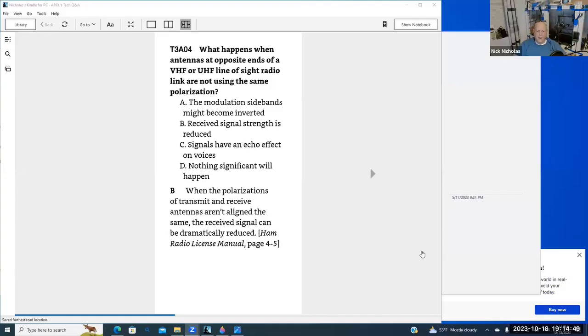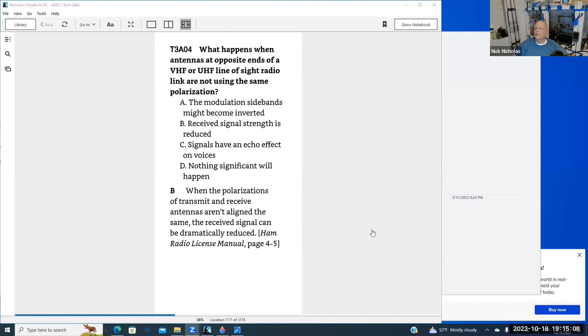I'm going back to share screen. I can't even draw that better than that illustration. It's probably the best way to illustrate that. And you get the best signal strength when both are the same, vertical to vertical or horizontal to horizontal, except when you're using true skip.